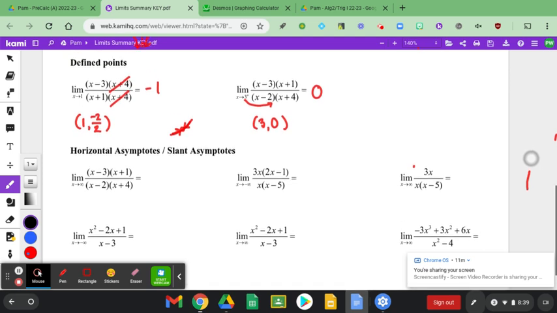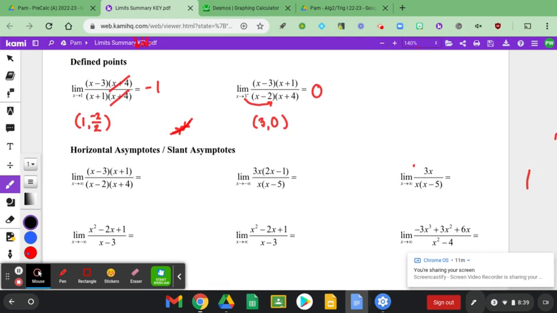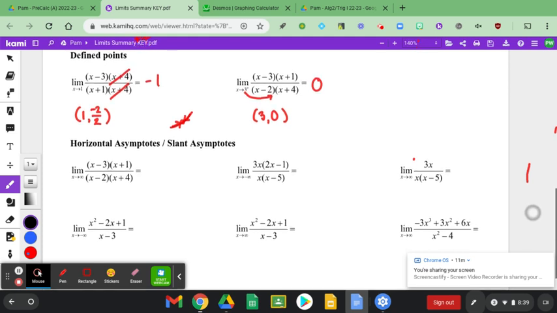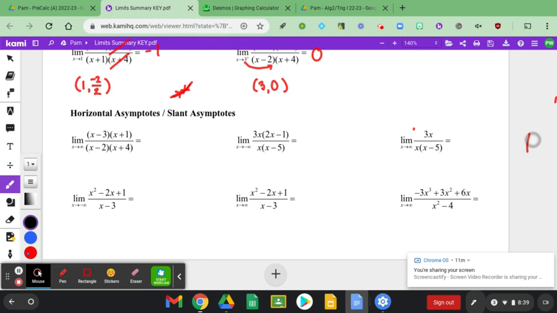So defined points and removable discontinuities are actually kind of the same. We're just finding what's the y value, because from the left and from the right, it would be approaching that same y value. All right, last thing to look at would be our horizontal asymptotes and slant asymptotes.